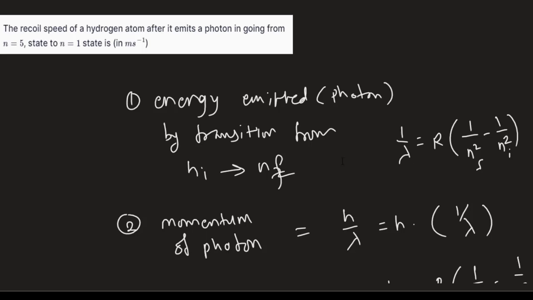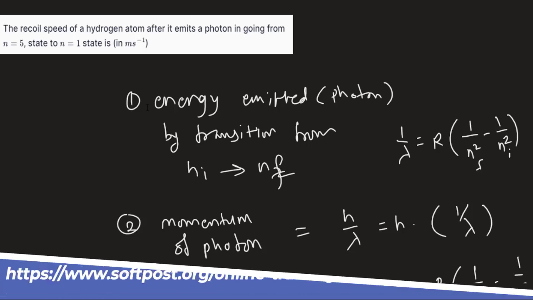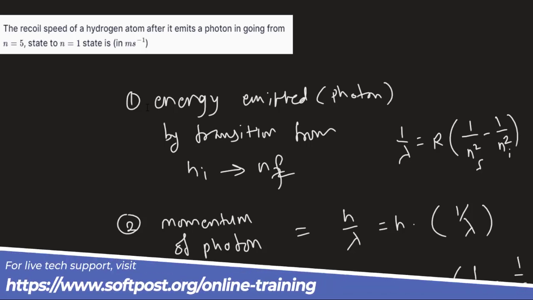तो बच्चों इस वीडियो में हम लोग ये प्रॉब्लम सॉल्व करने वाले हैं। The recoil speed of a hydrogen atom after it emits the photon in going from n equal to 5 state to n is equal to 1 is... so we have to find the recoil speed of the hydrogen atom.